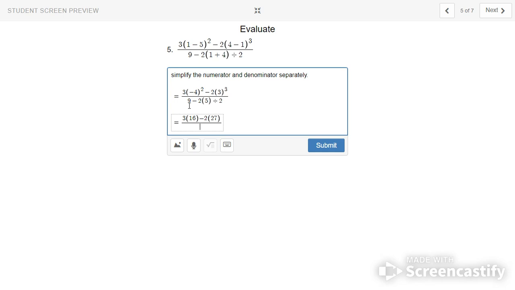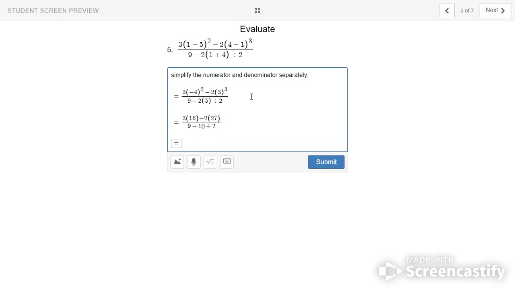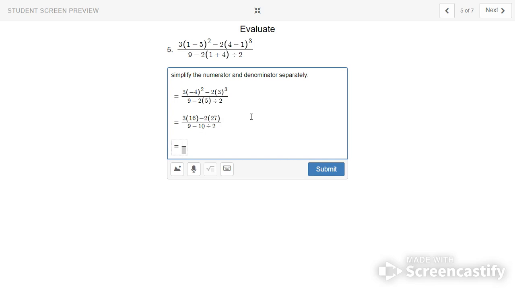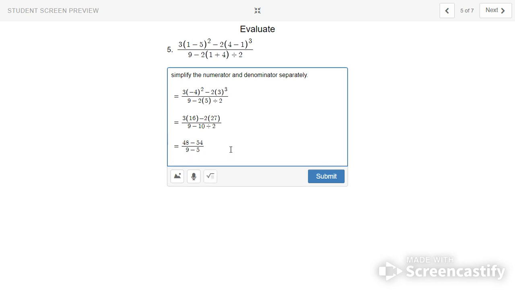Next, we have 9 minus 2 times 5 divided by 2. Now we know that we have to do the multiplication and division first, going from left to right. So I'm going to rewrite 9 minus, and then we have 10 divided by 2. The next row, we're going to simplify the numerator. 48 minus 54 over 9 minus 5. I took the 10 divided by 2 and we got the 5.